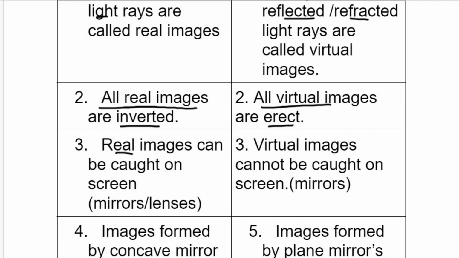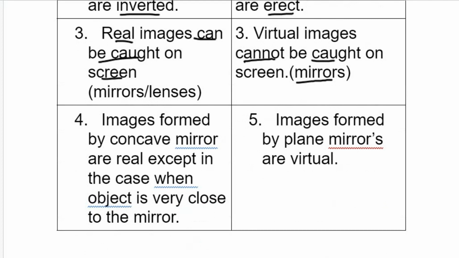Third point, real images can be caught on screen. We can catch the image of any object, distant or near, on the screen if it is a real image. Virtual images cannot be caught on screen. Virtual images are only seen inside the mirror, and that too in the case of a plane mirror. In other cases also virtual images are there, but a plane mirror always forms a virtual image. The last point, images formed by a concave mirror, except the last case when the object is placed very close to the mirror, are real images. Images formed by plane mirrors are always virtual.